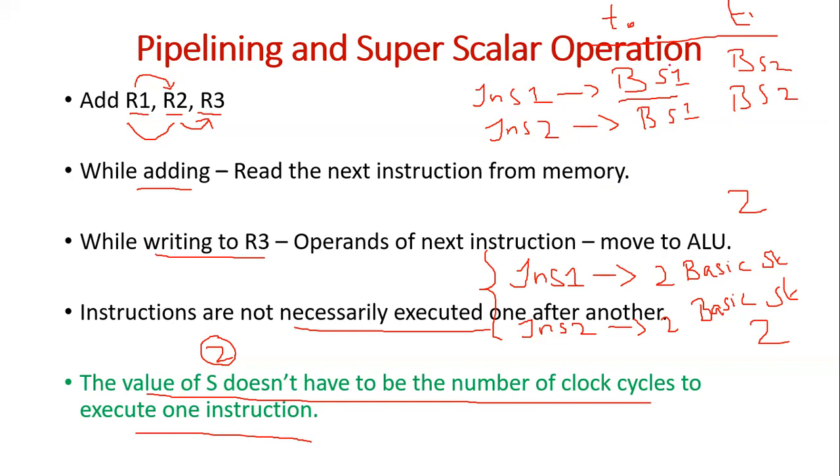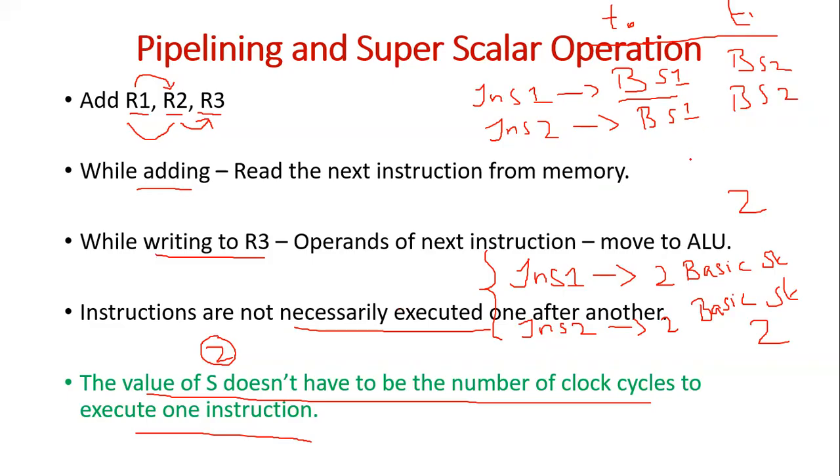So when basic step 1 of instruction 1 is executed, during the same time basic step 1 of instruction 2 is also executed. And when basic step 2 of instruction 1 is executed, during the same time basic step 2 of instruction 2 is also executed. So this scenario is called a pipeline. Now, what is the value of S?